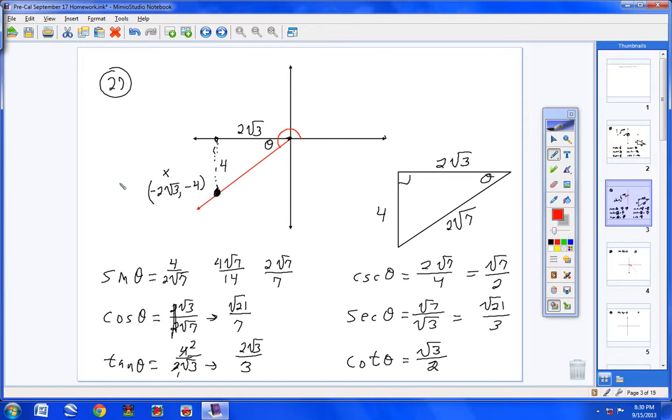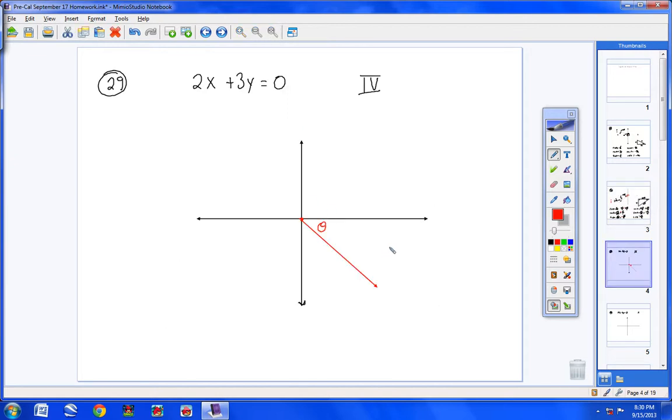I forgot to check my signs, didn't I? The sign sequence is negative, negative, positive. So sine should be negative, cosine should be negative, tangent should be positive, cosecant should be negative, secant should be negative, and cotangent should be positive. I apologize for forgetting that. And let's not forget that in this problem here.